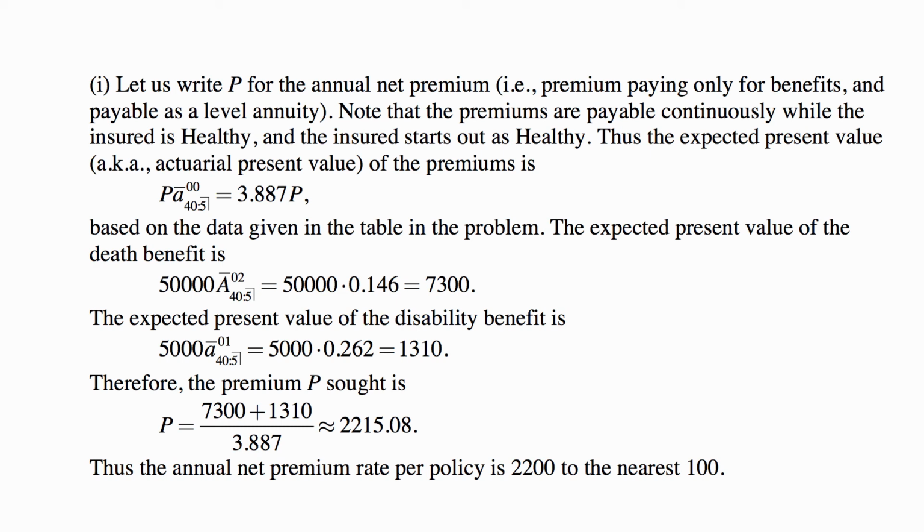So the premium is simply equal to the ratio of actuarial present value of benefits, which we just calculated, 7,300 plus 1,310, divided by the actuarial present value of a unit level annuity that is paid the way the premium is paid. You know this principle from basic life contingencies premium calculations. It's the same idea. This comes out to be 2215.08, and of course that's 2,200 to the nearest 100.